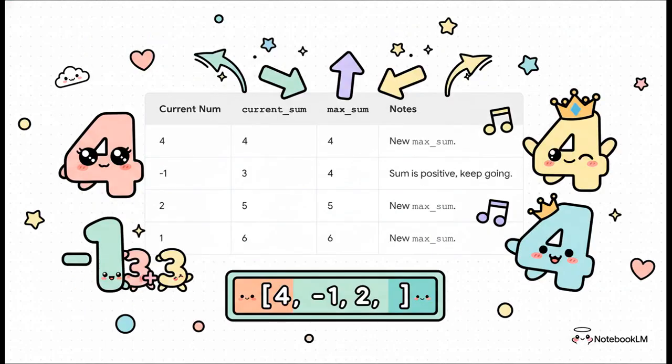Okay, now we're talking. We get to the number 4. Our current sum jumps to 4, which is a new record, so max sum becomes 4. Next is -1, which dips our sum to 3. But hey, it's still positive, so we keep going.